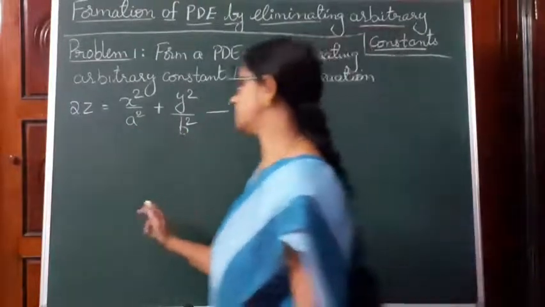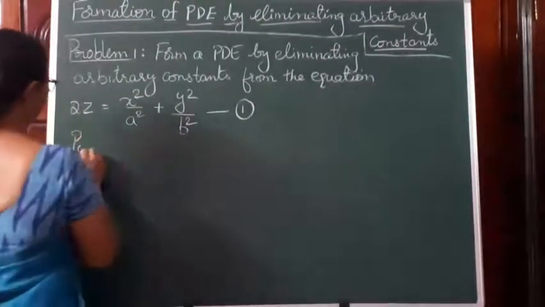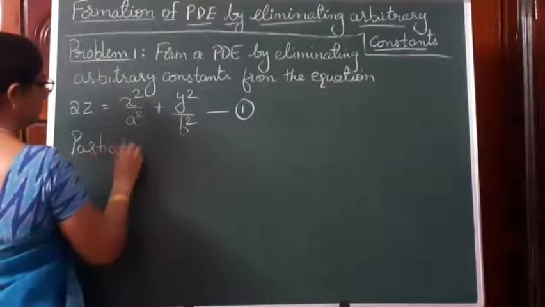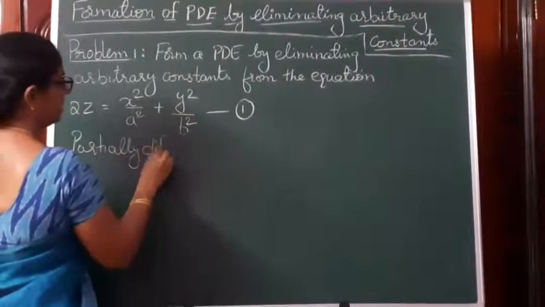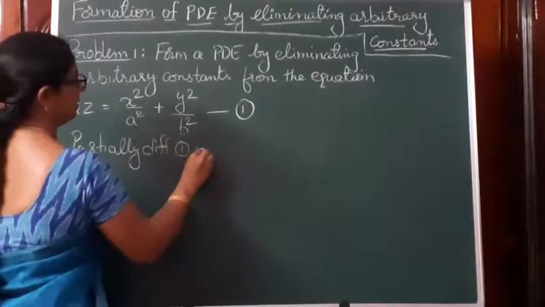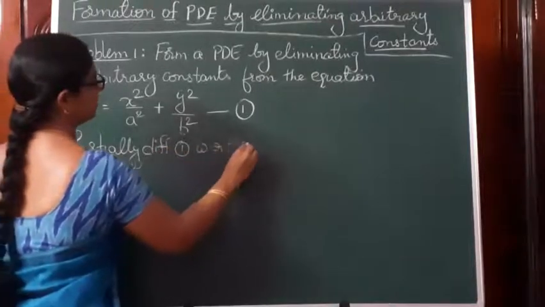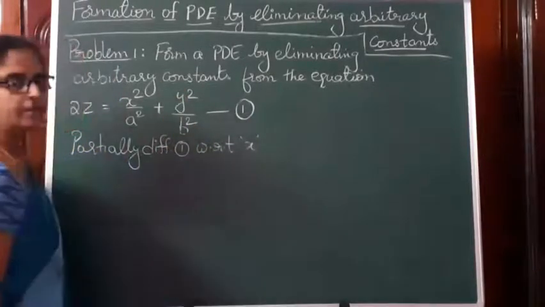Let us first partially differentiate 1 with respect to x. Then what do we get?